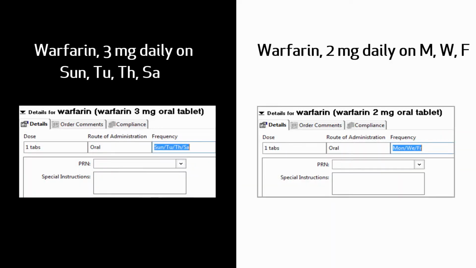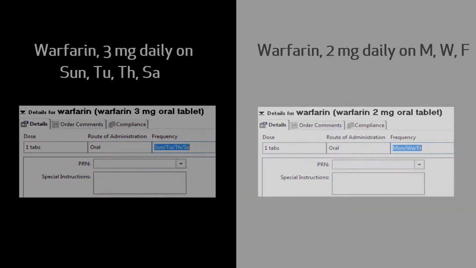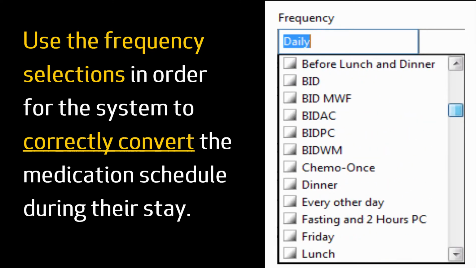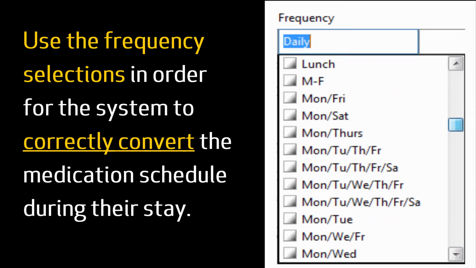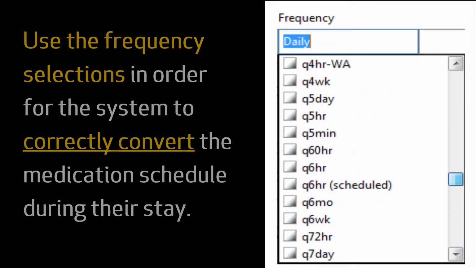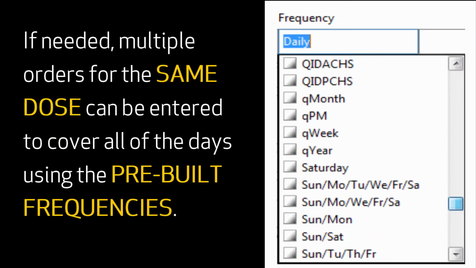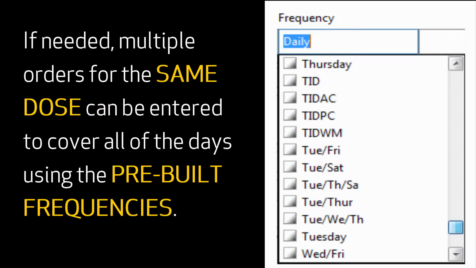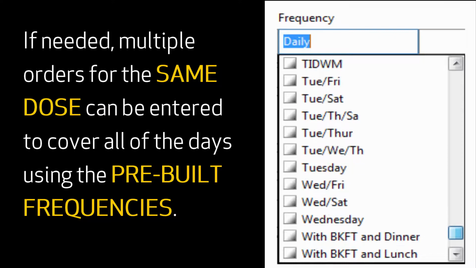You will need to chart this by entering in separate medication entries for each dose and then selecting the appropriate days using the predefined frequency options. It is important to use the frequency selections that correlate to the days of the week they take each dose in order for the system to correctly convert the medication schedule during their stay. If needed, multiple orders for the same dose can be entered to cover all of the days using the pre-built frequencies.